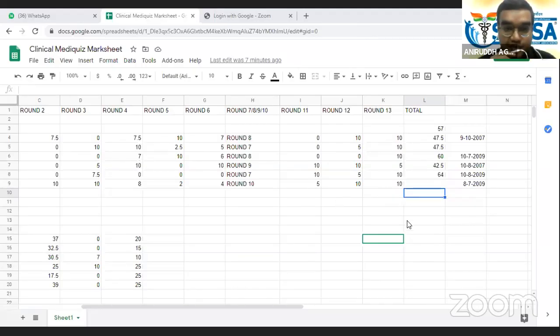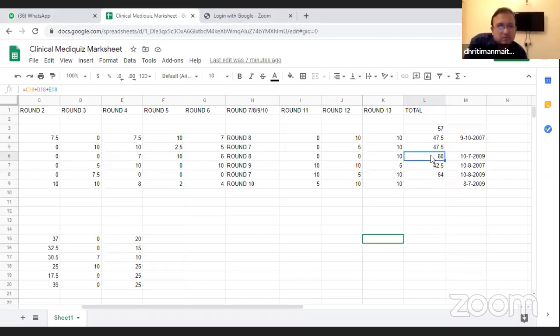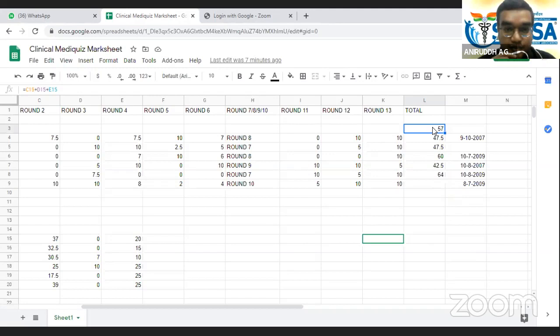Okay, so we have the final scores here. The winner for the quiz is Mr. P. Sriram with 64 points. The first runner-up is Mr. Vaibhav Agarwal with 60 points. And the second runner-up is Mr. Anirban Dev with 57 points.